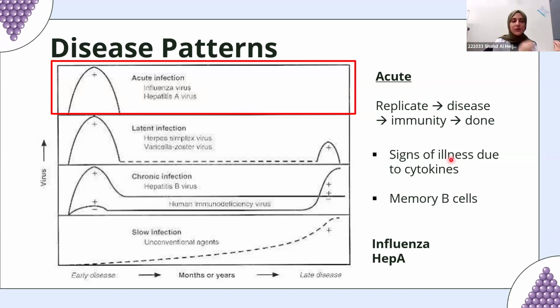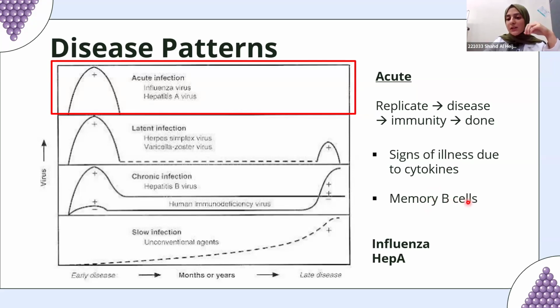So here you have signs of illness due to cytokines. So we said the body will start fighting the infection, fighting the viral infection. It will release cytokines, it will release immune mediators, and this will cause the signs of the illness. So basically, the fever is caused by IL-1, TNF alpha, you have redness, you have coughing and everything. So all those are caused by the immune response.